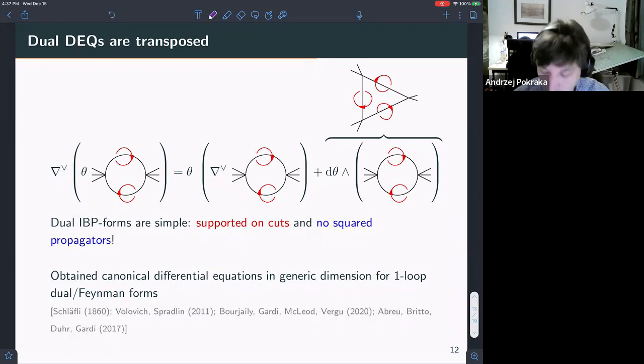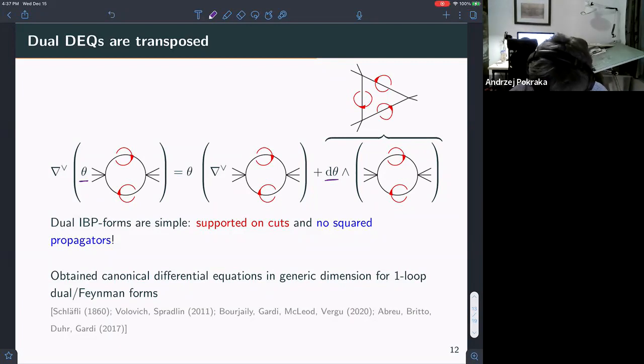And the reason why is quite simple. Let's take a look at this bubble dual form. It's localized to the bubble cut, and it also needs to have a theta function that is enforcing compact support around the triangle propagator as well. So if we take the derivative of this, we're going to get a derivative hitting this theta function. So then this d theta wedge this localized dual form will actually localize even further to the triangle cut. So that's why things are transposed.